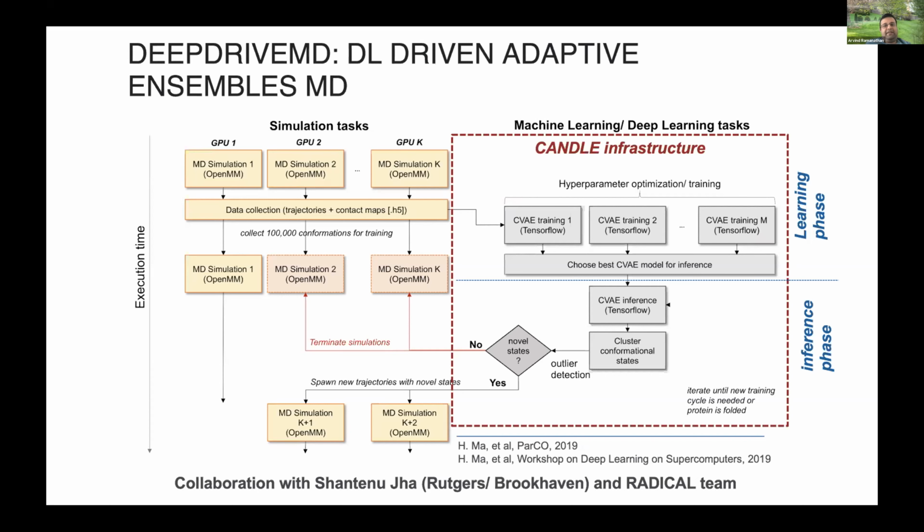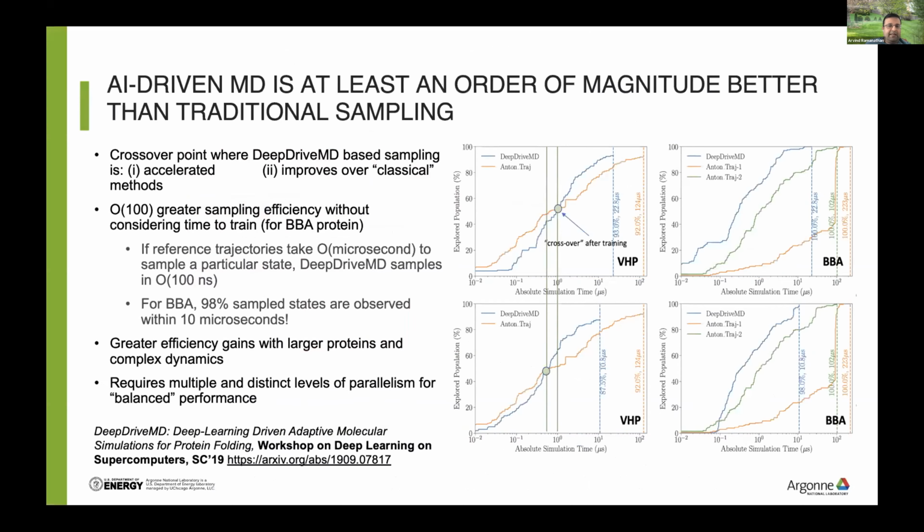Of course, the machine learning framework is supported using the Candle infrastructure, which is another ECP project, a collaboration with the Shantanu team. And of course, many of these things are very helpful.